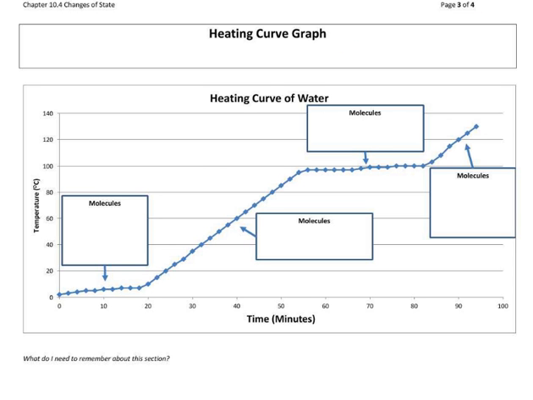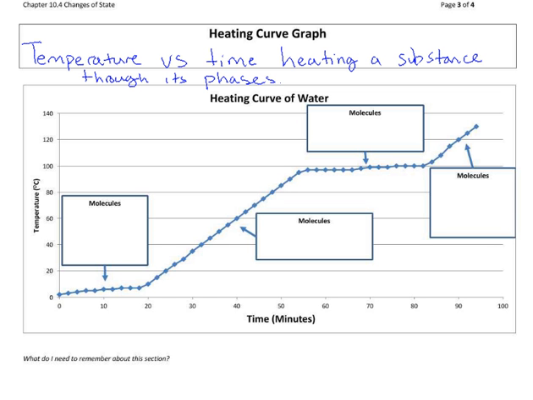Okay, notes for heating curve graph. What this shows: the heating curve graph is going to show the curve as we heat from solid through liquid up into gas. So what that says there is temperature versus time graph, heating a substance through its phases.